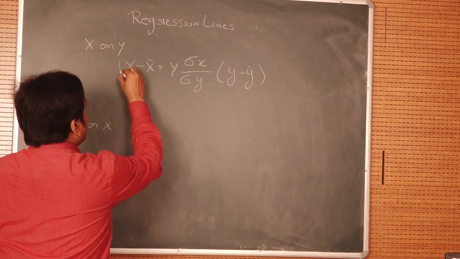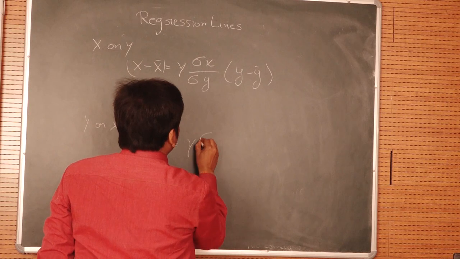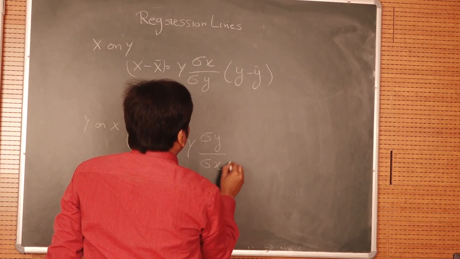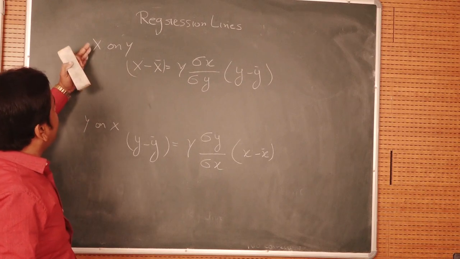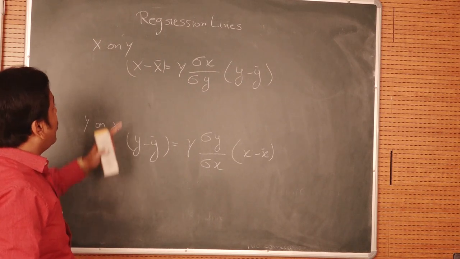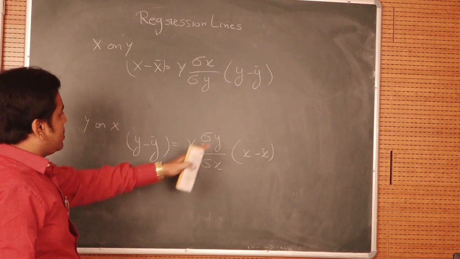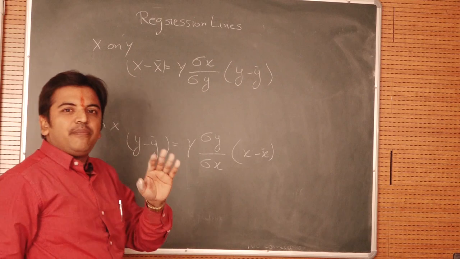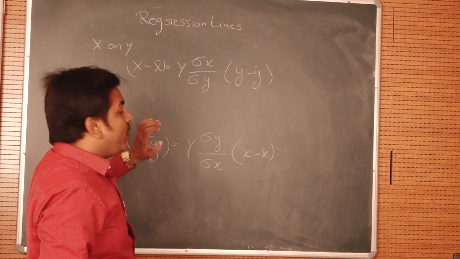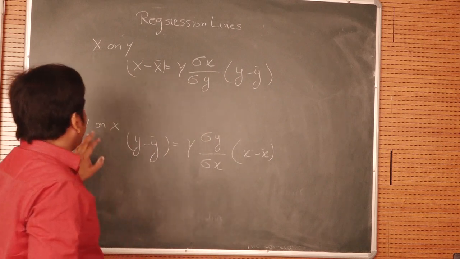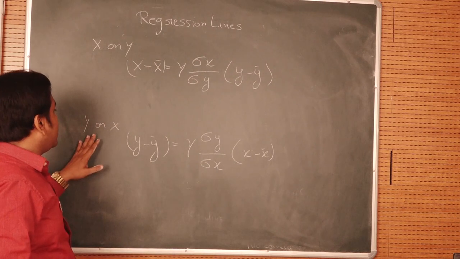And for the Y on X series, we are going to get the formula Y minus Y bar is equal to coefficient of correlation, standard deviation of Y upon standard deviation of X, X minus X bar. So you see there are two lines, regression line X on Y and regression line Y on X. For solving any question, you require these two formulas. The point to be taken into consideration is that whatever is the independent variable, we used to take it over here. If X is independent, we take the X on Y series, and if Y is the independent case and X is the dependent case, we apply the series Y on X.